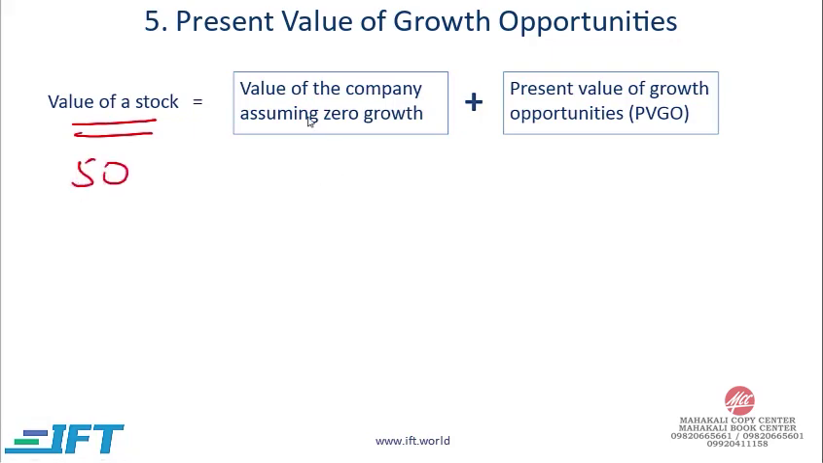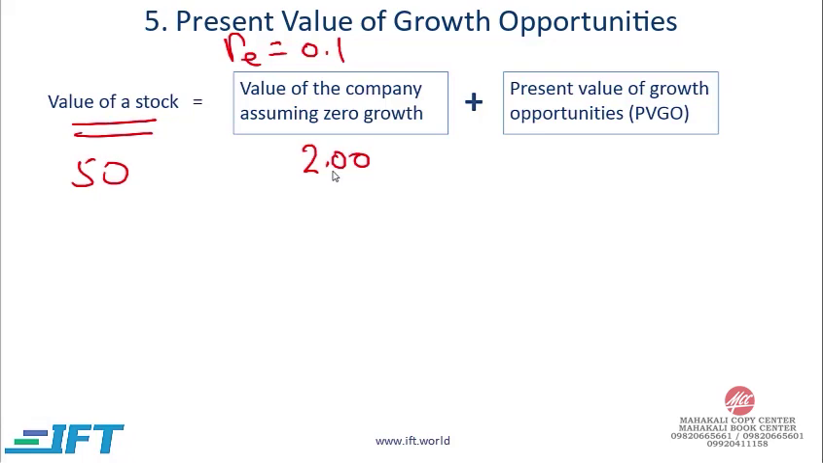Now, what do we mean by the value of the company assuming zero growth? If you have a company which is generating earnings, but there are no profitable opportunities, what do you think such a company should do with the earnings? Those earnings should then be given to shareholders. And if you just assume that your earnings are E1, so let's say that the earnings on a per share basis equal $2. And for this particular company, the required return is 10% or 0.1. What is the value of the company assuming zero growth?